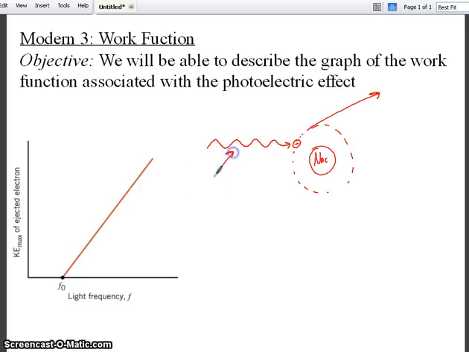And this represents one photon, okay? This electron will absorb one photon, and if the photon has enough energy, it'll be ejected. If it does not have enough energy, it won't be ejected. And the energy is based off Planck's constant and the frequency. So higher frequencies have more energy, okay?